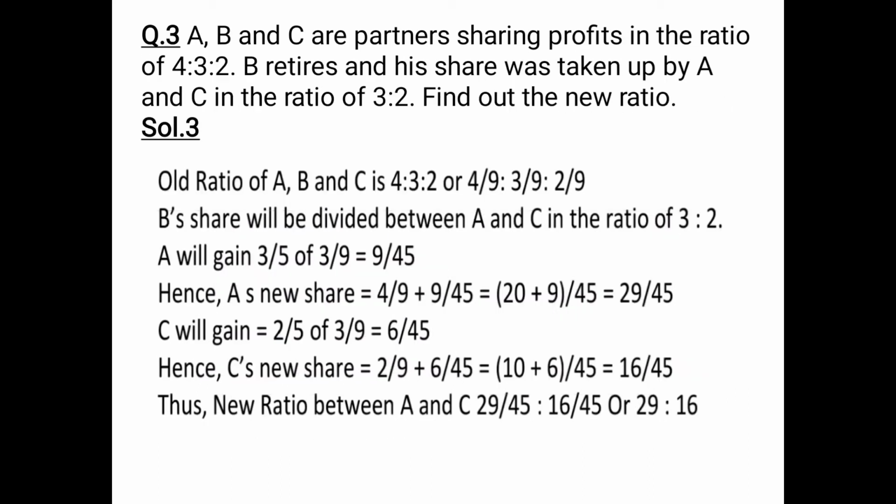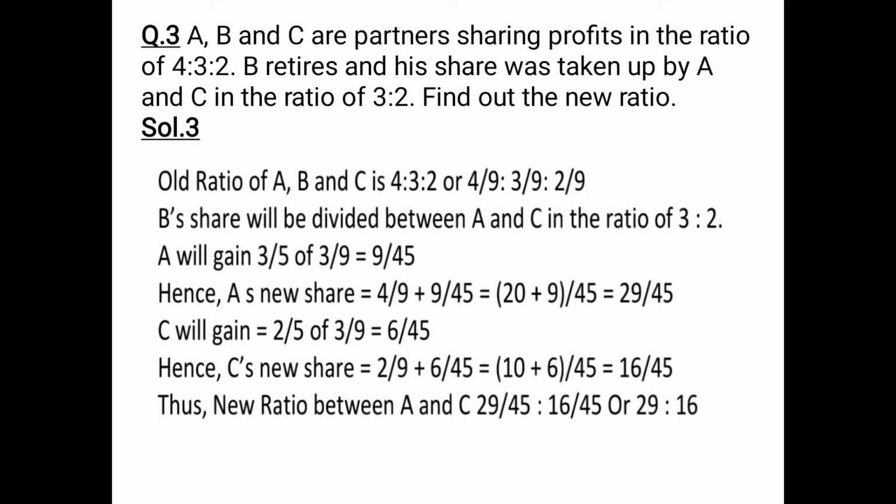Question number 3. A, B and C are partners sharing profits in the ratio of 4:3:2. B retires and his share was taken up by A and C in the ratio of 3:2. Find out the new ratio. So here, as you can see, B is the retiring partner and the share of B is 3/9. So this share will be acquired by the remaining partners A and C in the ratio of 3:2. That means 3/5 of 3/9 will be given to A, and 2/5 of 3/9 will be given to C.